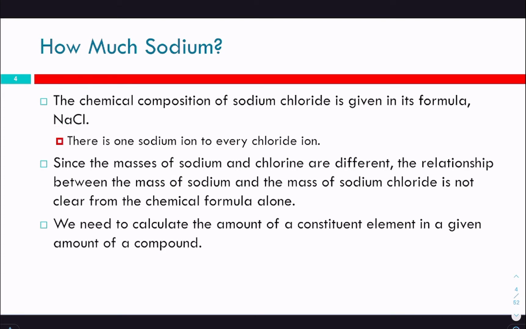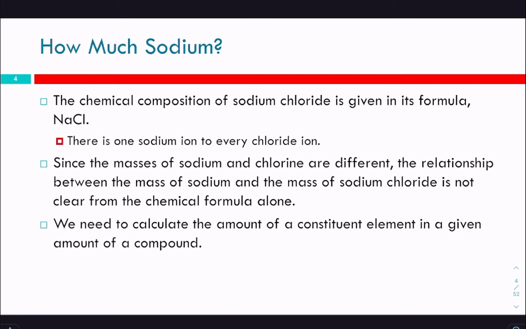We've talked about how to name these things. There's one sodium ion to every chloride ion, because it's the ion of chlorine, so it's an ionic compound. Since the masses of sodium and chlorine are different, the relationship between the mass of sodium and the mass of sodium chloride is not clear from the formula alone. The relationship between the masses of sodium and chlorine is not 1-to-1.